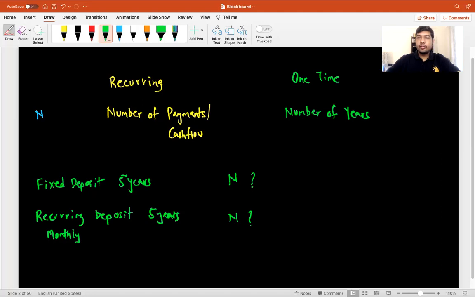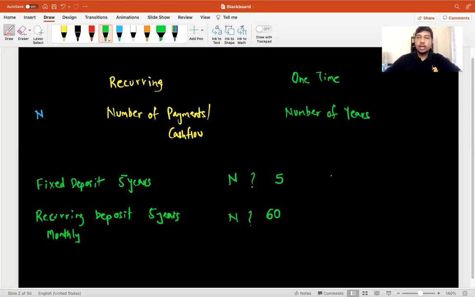Okay, so in case of fixed deposit, n will be the number of years. Since this fixed deposit is for a period of 5 years, n will be 5. In case of recurring deposit for 5 years, since it is monthly, you need to know how many contributions will be there in 5 years. Since it is 12 contributions in 1 year, in 5 years there will be 60 contributions. So here in this example, n will be 60. That is the number of cash flows over a period of 5 years, since these are monthly recurring deposits.